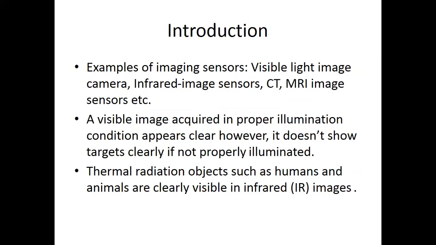Examples of imaging sensors are visible light images, infrared imaging sensors, CT and MRI image sensors, etc. A visible image acquired in proper illumination conditions appears clear. However, if the illumination for that image is not proper, then the targets will not be clearly visible.